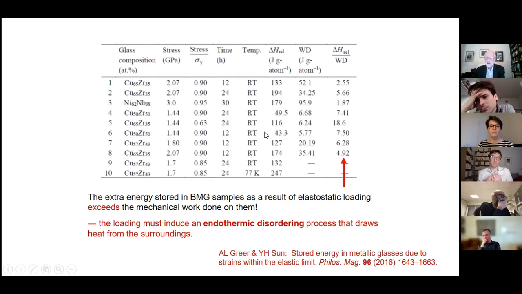You take the ratio, and what you find is that you're storing far more energy than you exerted through work done. So you must have induced some endothermic disordering process that's drawing heat in from the surroundings. That can be the only source of this extra stored energy. So it's an interesting little process that might deserve some further study.